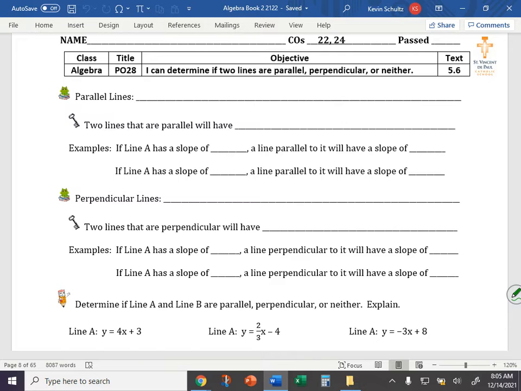So first of all, let's define parallel lines. Raise your hand. Tell me what parallel lines are. Catherine: They never cross. Okay, lines that never intersect.